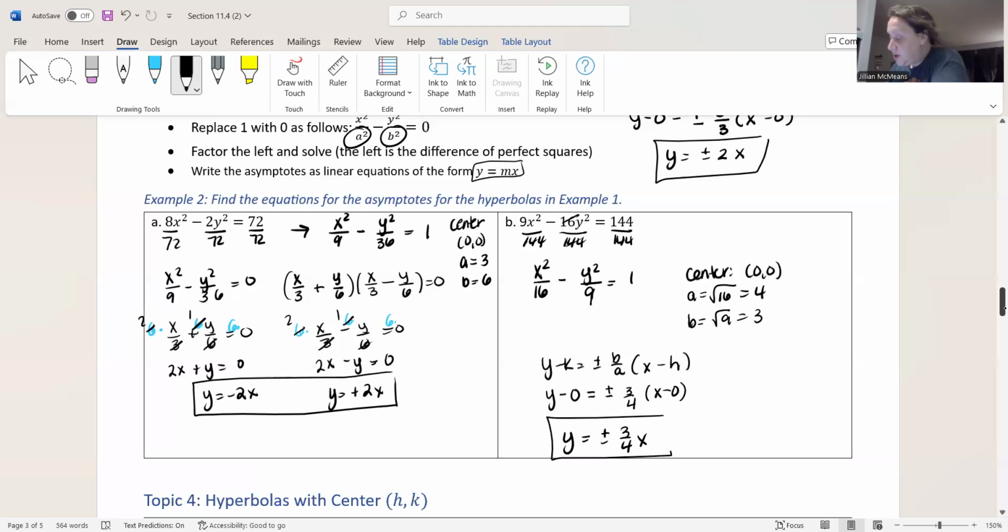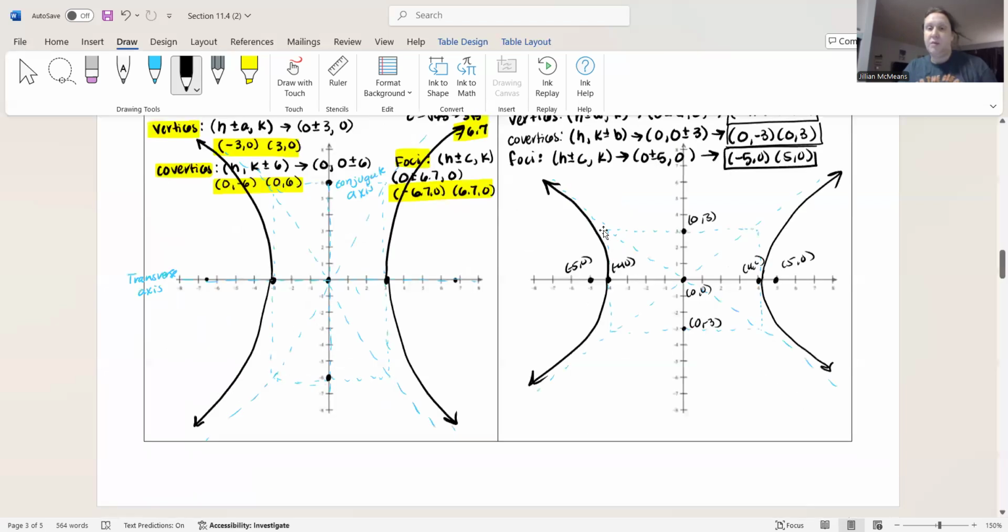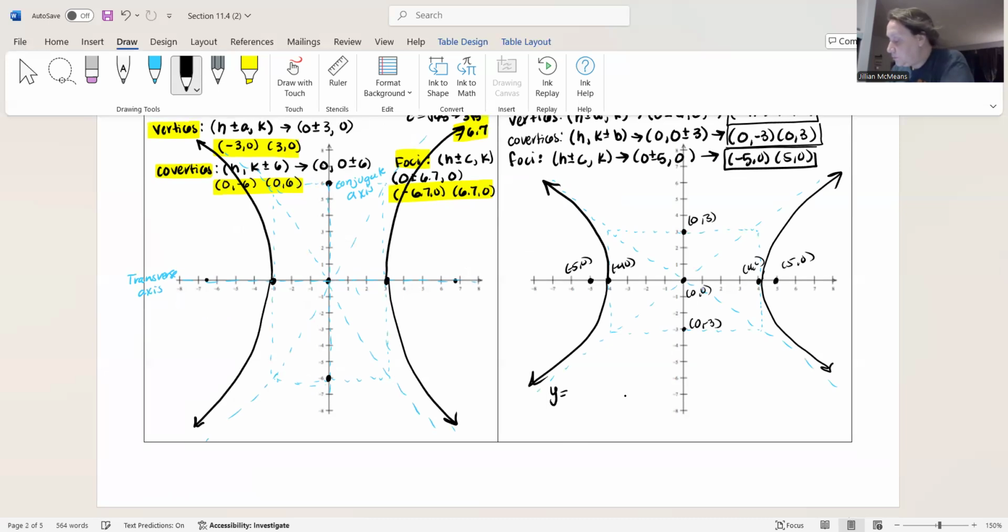So the equation for the asymptotes in that previous example, part B, right here would be positive 3/4 x. That's this one right here. And then this one right here would be y equals negative 3/4 x. And I think we had this one as y equals 2x and then y equals negative 2x. So those are the asymptotes, okay? So you can sketch them using this rectangle method, or you can get the official asymptotes as well now.